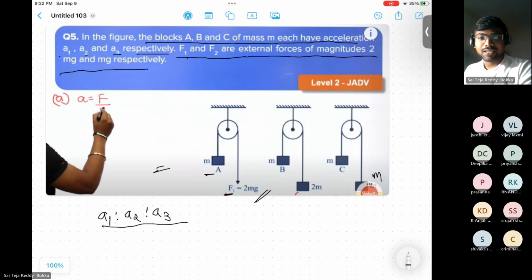If the mass is balanced, we cannot consider acceleration equal to 0 for such a case. We have to take mg.